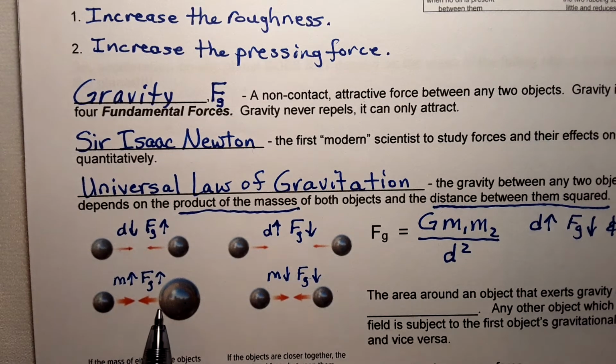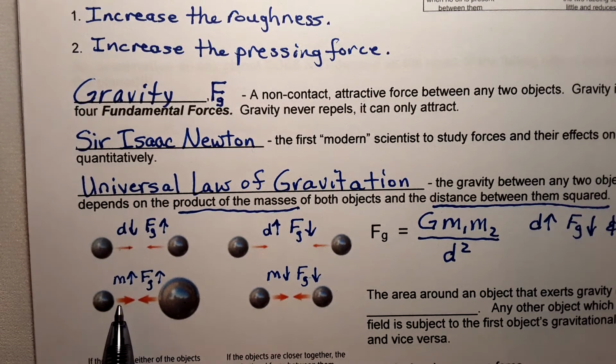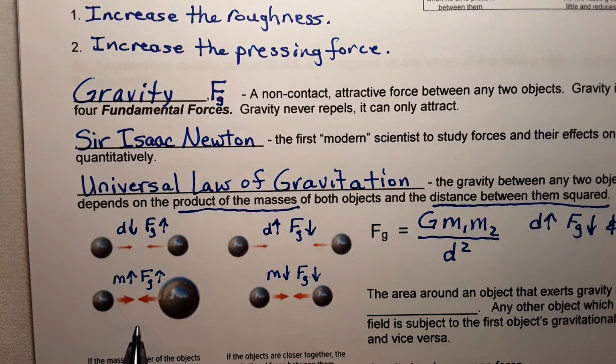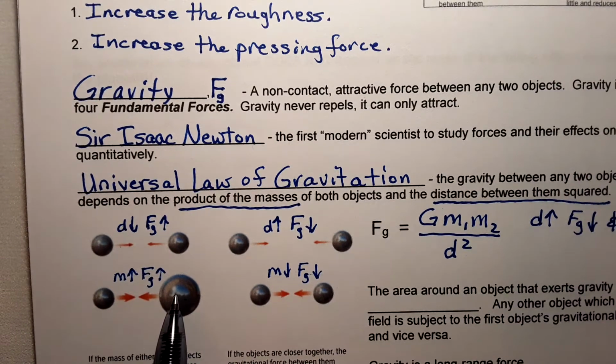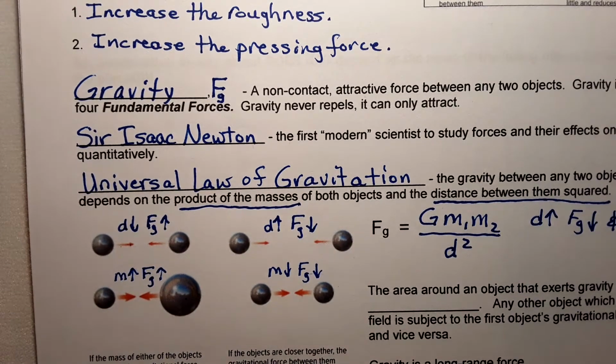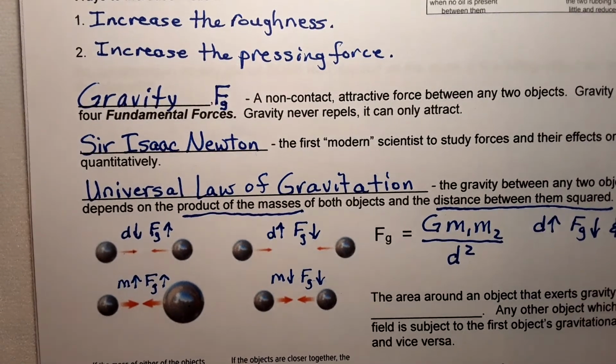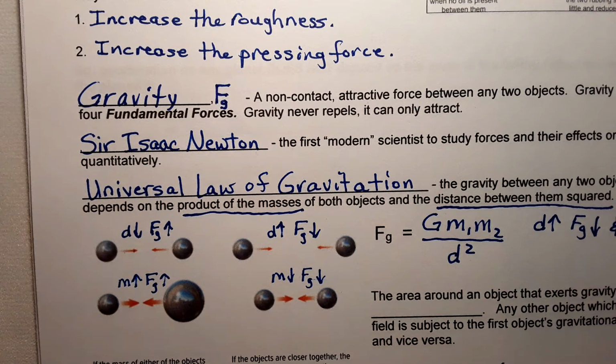Look here, even for the bigger mass, the gravity exerted by the smaller mass on the big mass right here is just the same size as the gravity that the larger mass exerts on the smaller mass here. The two pulls are exactly the same, just in opposite directions. Now, how can that be? How can they be exactly the same?